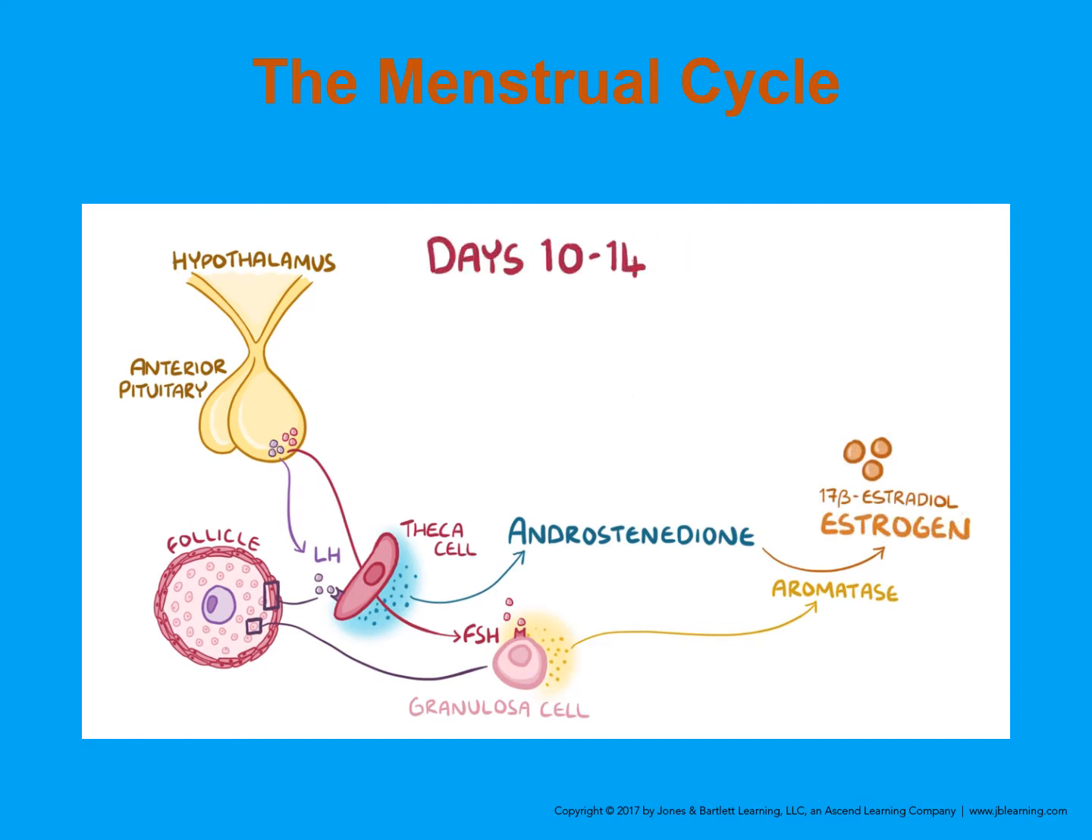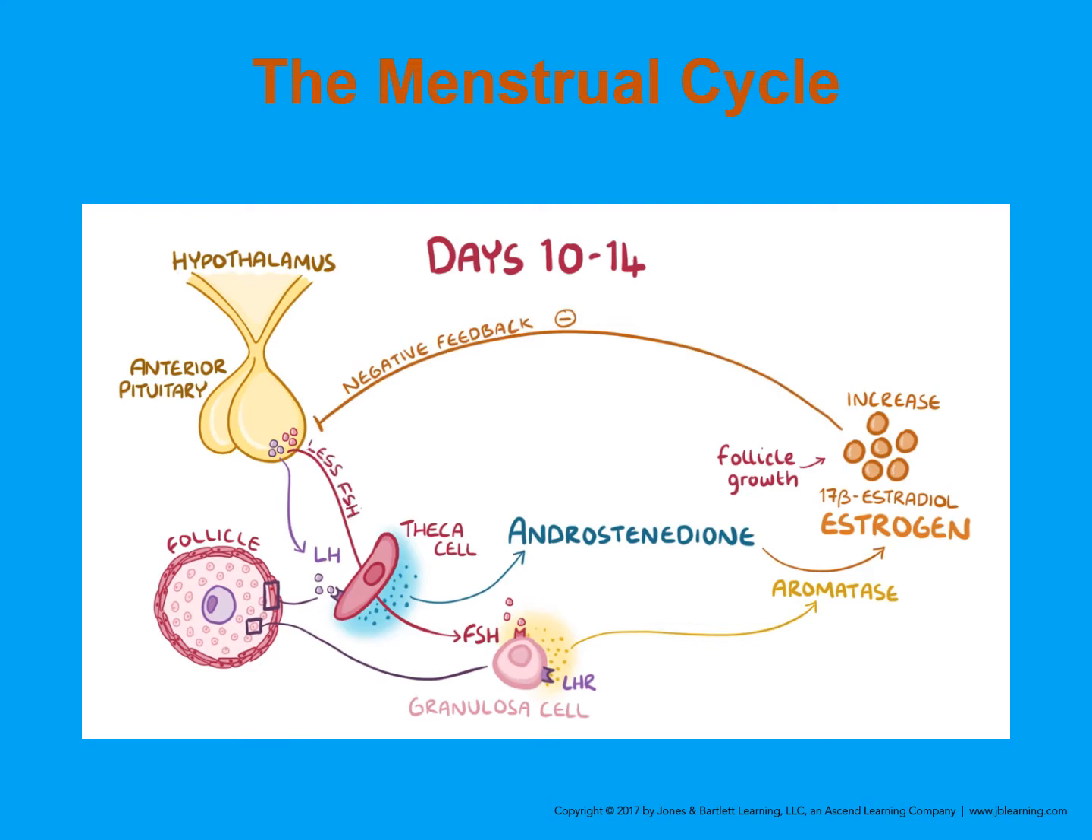During days 10 through 14 of this phase, granulosa cells also begin to develop luteinizing hormone receptors, in addition to the follicle-stimulating hormone receptors they already have. As the follicles grow and estrogen is released into the bloodstream, increased estrogen levels act as a negative feedback signal, telling the pituitary to secrete less follicle-stimulating hormone.